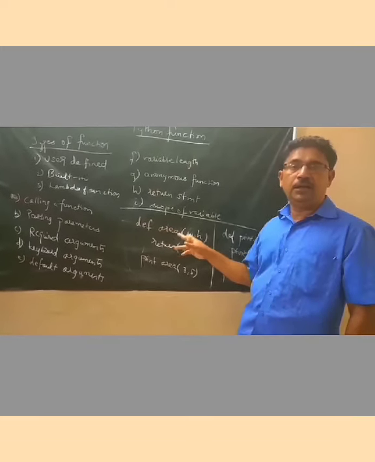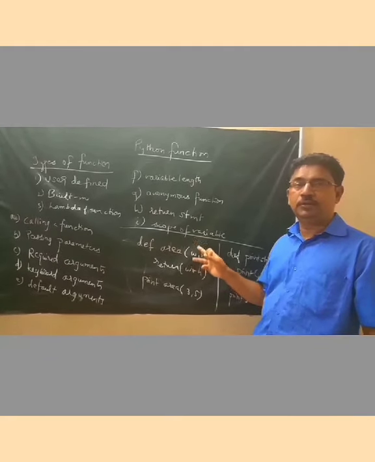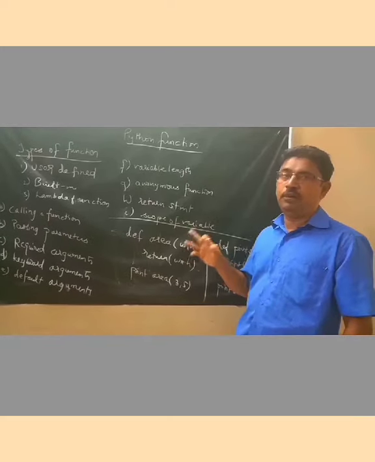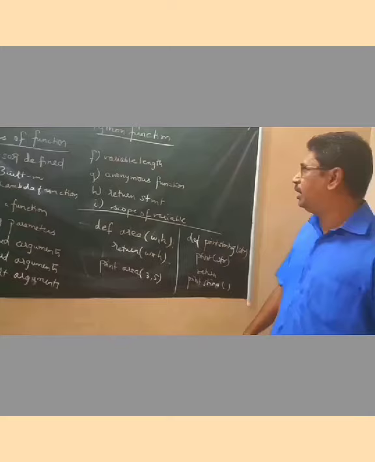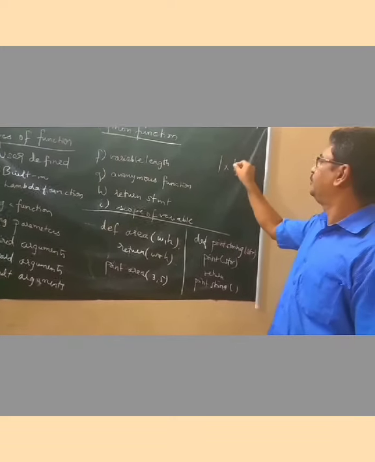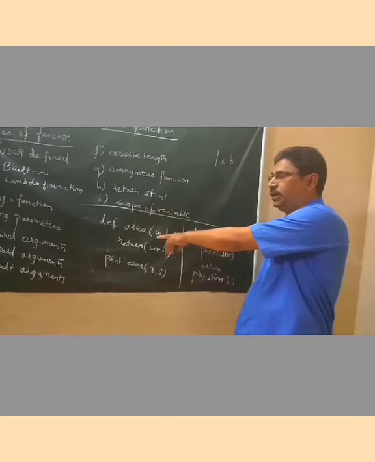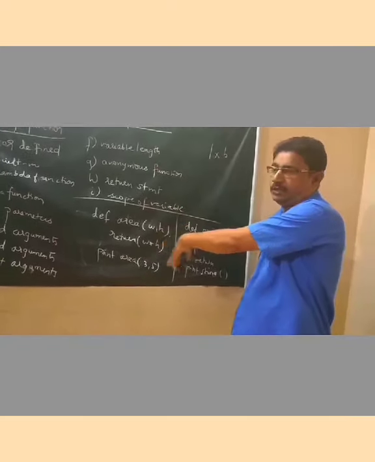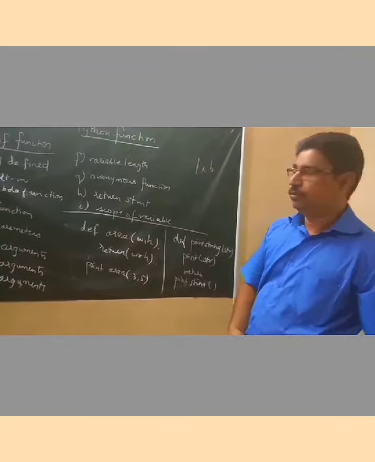Define area W, H. What is W? What is H? W stands for width. H stands for height. For a rectangle, what is the area? The formula is L into B. So we can substitute here, instead of W, H, we can substitute L into B also. So according to the formula, we can substitute the parameters.